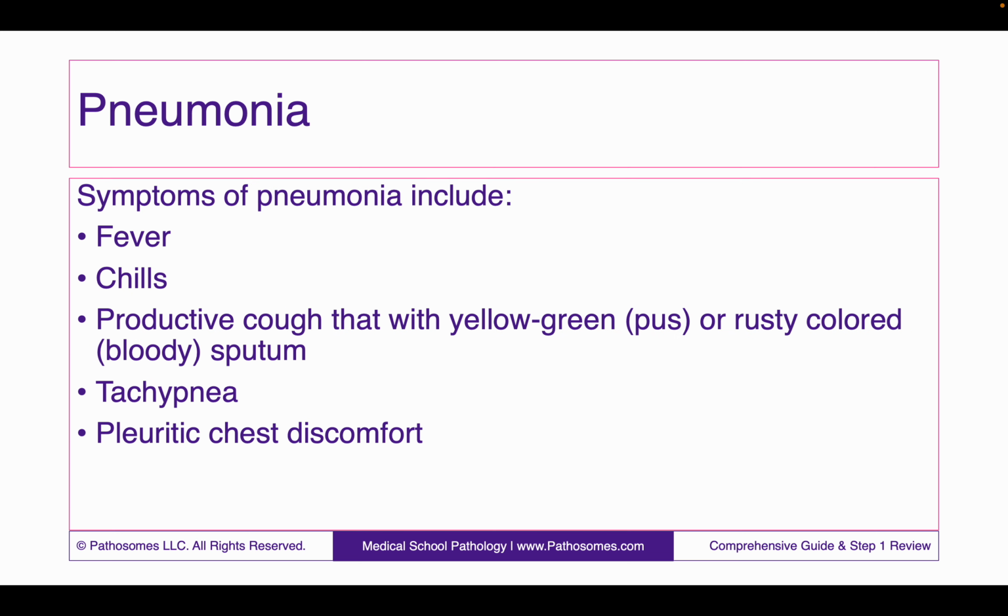Symptoms of pneumonia may include fever, chills, a productive cough with that yellow-green pus or rusty-colored. Yeah, I don't like that. Tachypnea or pleuritic chest discomfort.